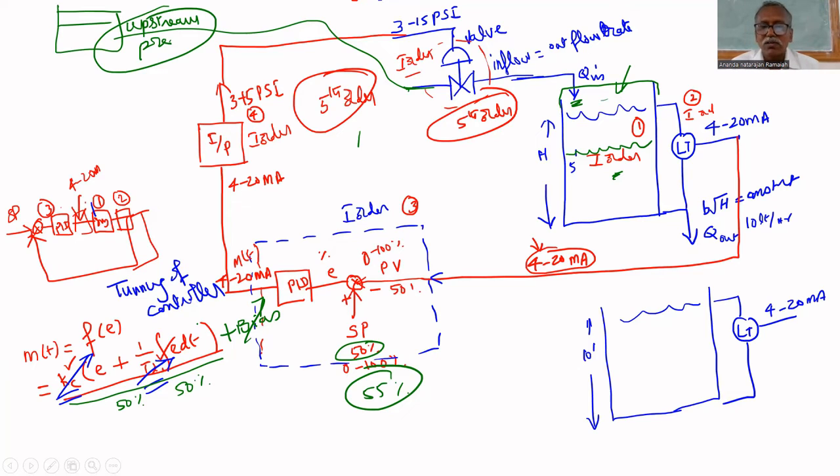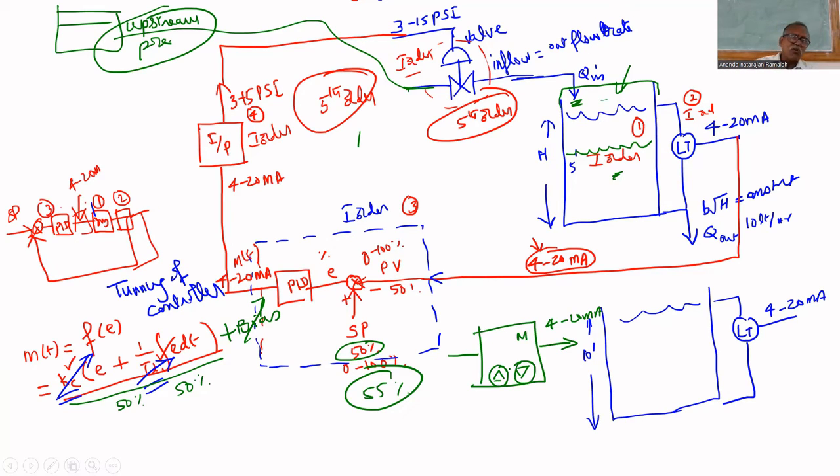So in manual mode, suppose this is the controller, PID controller, and I am putting this in manual mode. There will be increase, decrease buttons like this. This is the controller output, 4 to 20 milliamps. If you press this in manual mode, the controller output will increase from 4 to 20 milliamps. If you press this, it will decrease. That's all in manual mode.